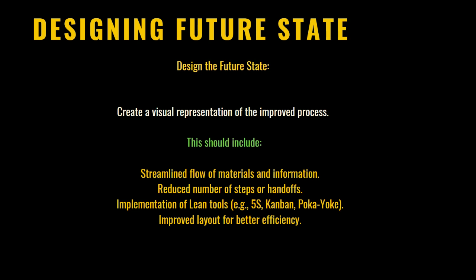And where you're putting things together and making them flow seamlessly. You're going to implement lean tools such as 5S, which we know is 6S now, Kanban, and Poka-yoke, right? We're going to improve that layout for better efficiency in our organization. And this is where we're going with this, right?